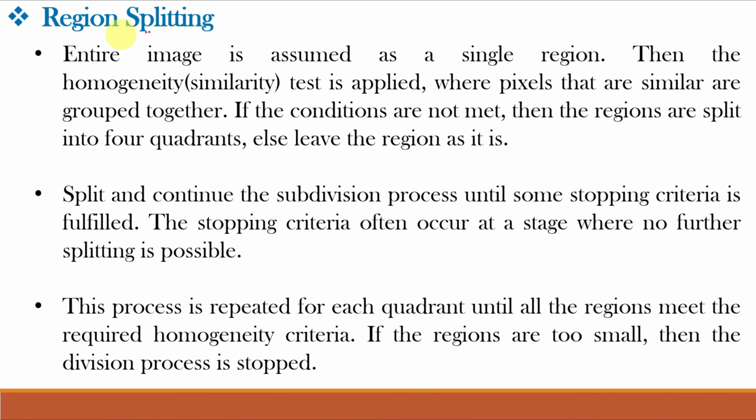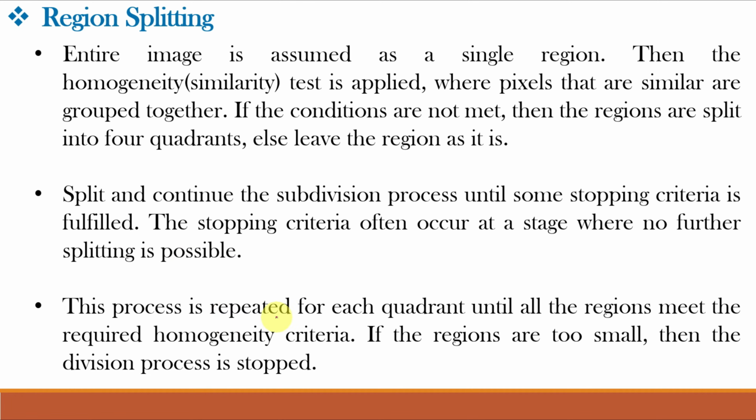Now let us understand region splitting. As the name suggests, for region splitting, we go on splitting the regions. Initially, the entire image is assumed to be a single region. Then the similarity test is applied where pixels that are similar are grouped together. If the conditions are not met, then the regions are split further into 4 quadrants, else we leave the region as it is. And this is done recursively until all the regions satisfy the property. We split and continue the subdivision process until some stopping criteria is fulfilled. The stopping criteria often occurs at the stage where no further splitting is possible.